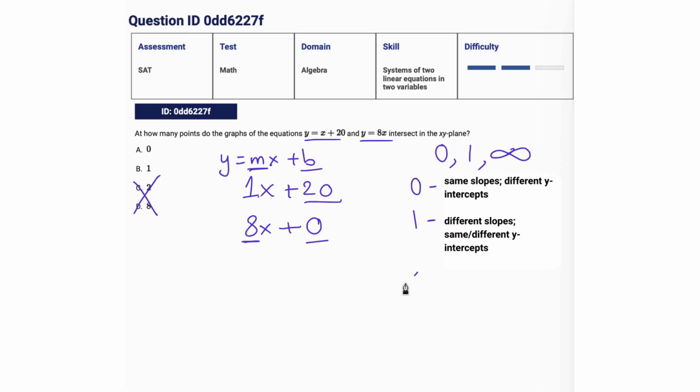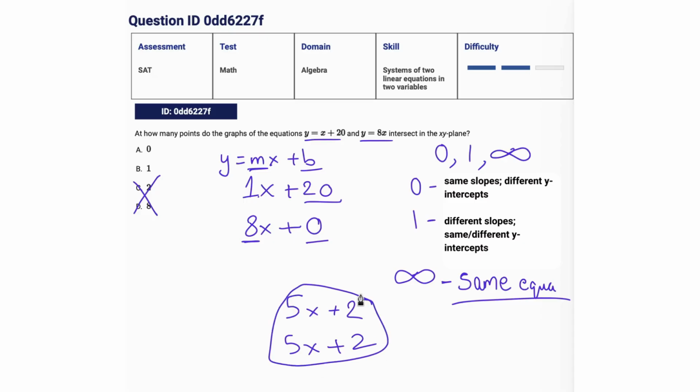Now, when do you have infinite intersections? That's when you have the same equation. I'm not going to say same slopes and same y-intercept. I'm going to directly write it as same equation. For example, 5x plus 2 and 5x plus 2. These two equations are the same, and they would have the same slope, same graph, same everything. So that's one. And if I choose another color here, then I can show you.